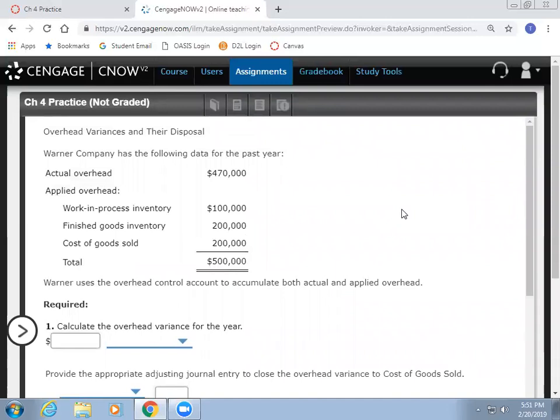The second one's looking at variances. So like I was saying earlier, we have the applied overhead like we just calculated, but then at the end of the month or period, we're going to have an actual overhead, where we keep tally in our overhead control account of our actual overhead. And kind of how that works.